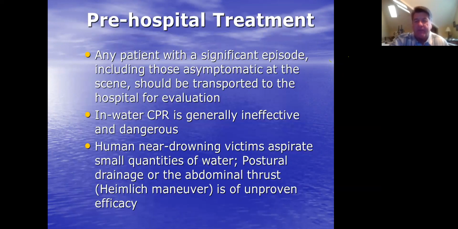Near drowning victims sometimes aspirate just small quantities of water. Postural drainage or abdominal thrust is unproven. We've already talked about that. So don't use Heimlich maneuvers or postural drainage or abdominal thrust to get the water out of their lungs. When you're doing CPR and providing oxygen, patients, if they return to spontaneous circulation, will cough that fluid out of their lungs.